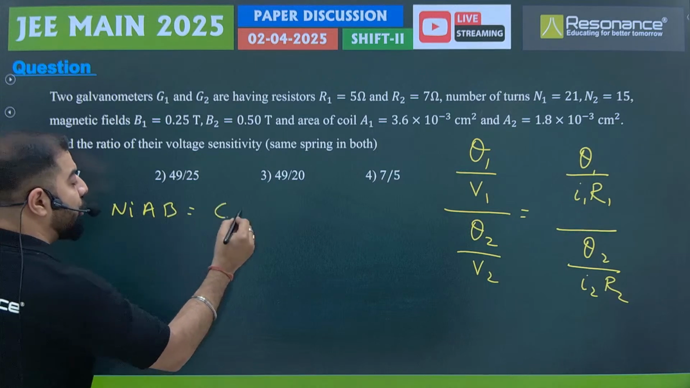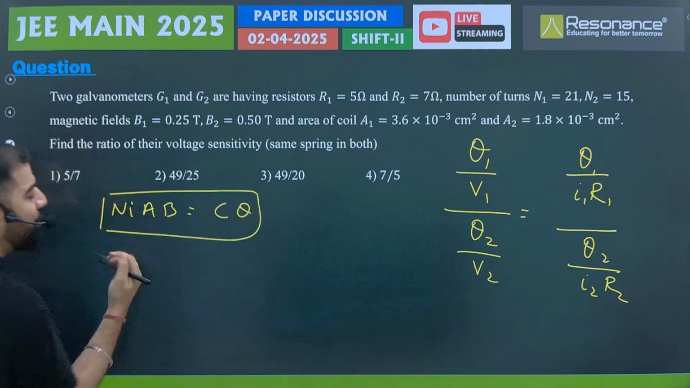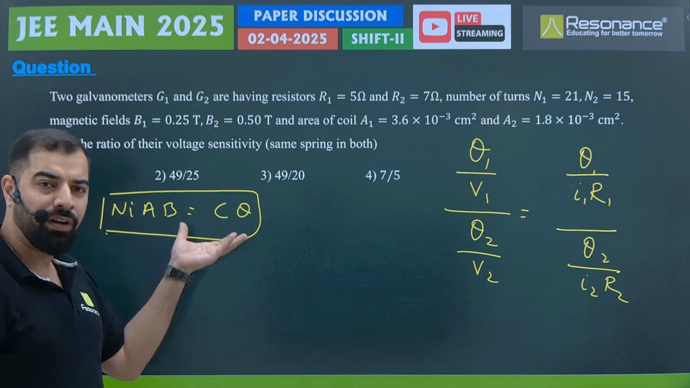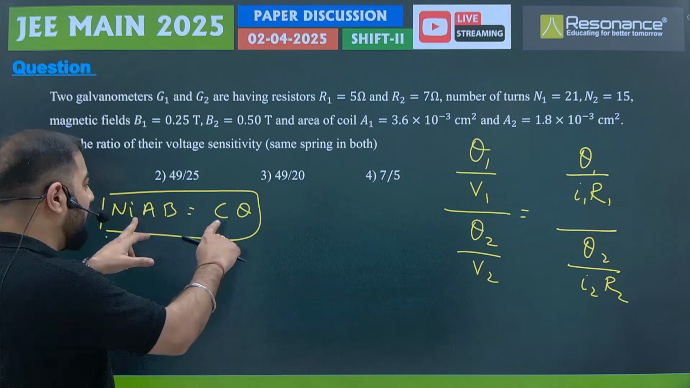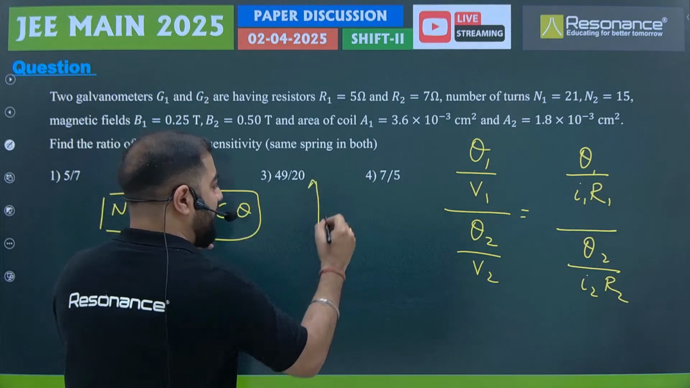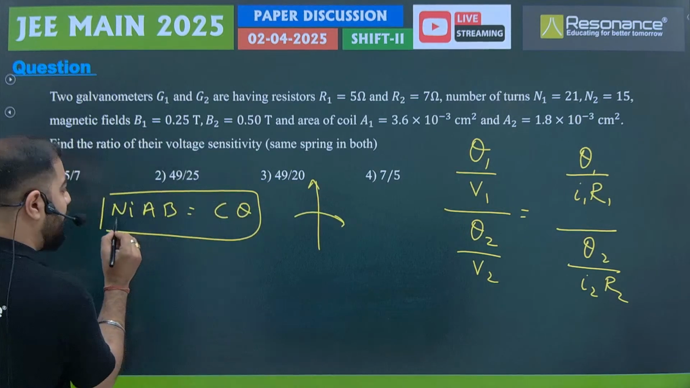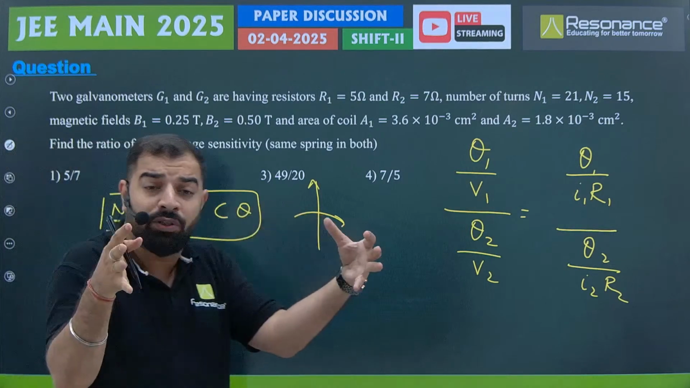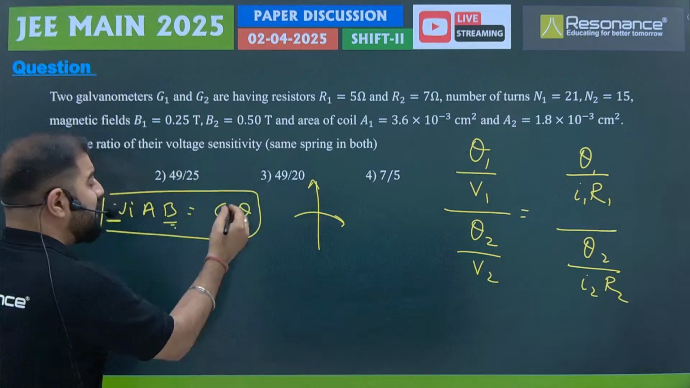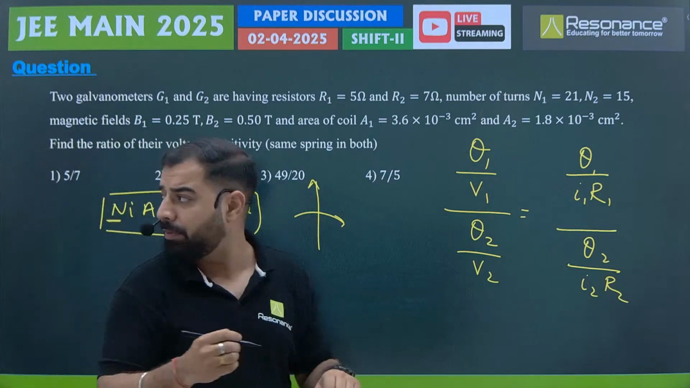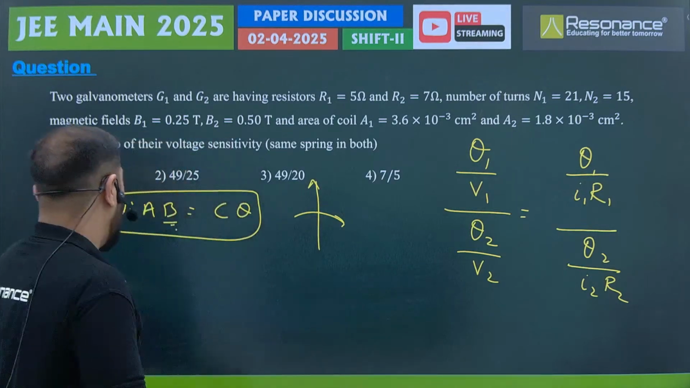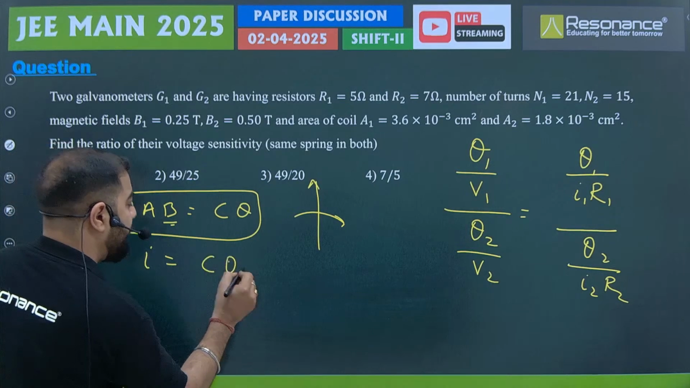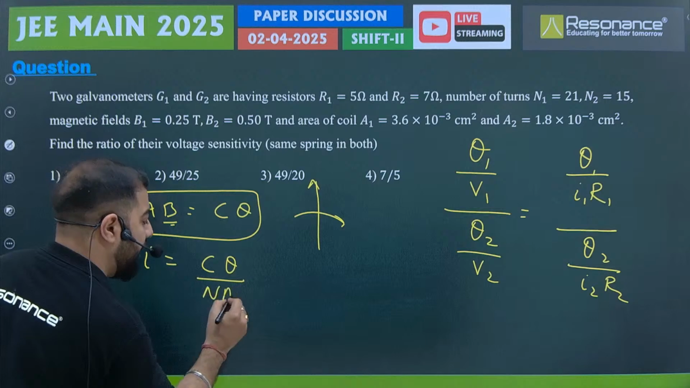NIAB is equal to C times theta is a standard formula which we use generally in basics of galvanometer. We know that this deflection of the needle is proportional to the current, number of turns, area of the coil, and magnetic field in which this coil has been kept. And this C is nothing but torsional constant. So from here, can we get the value of I? I is C theta by NAB.